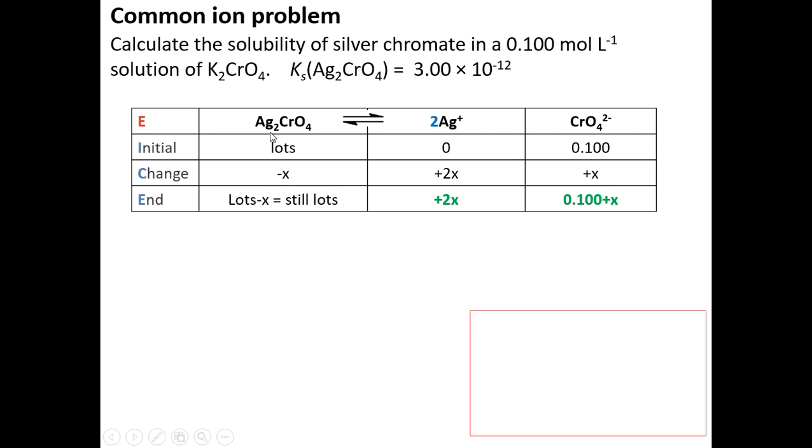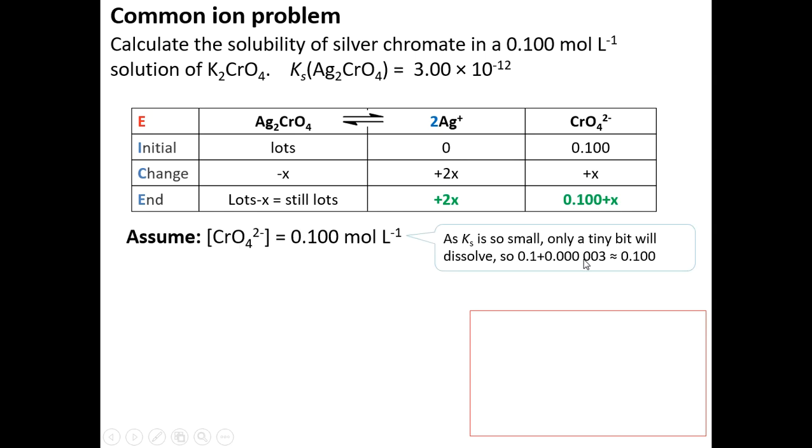So I'm still going to have lots of silver chromate that's undissolved. I'll have 2X of silver ions, and I'll have 0.1 plus X. And again, we can make an assumption that really the amount of chromate from my silver chromate is so tiny that when I round it off to 3 significant figures, it'll still be 0.1.